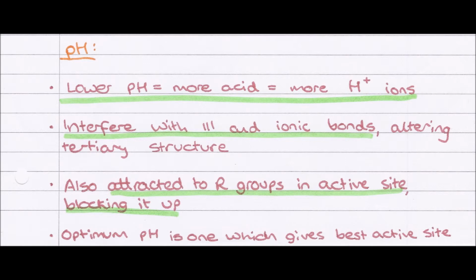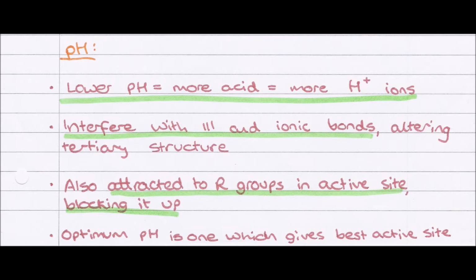Or the hydrogen plus ions could just generally interfere with the hydrogen and ionic bonds, again altering the tertiary structure, 3D shape changes, active site shape changes, therefore the substrate can't fit into the active site shape anymore, therefore the enzyme can't catalyse the reaction. That's relatively simple. That happens if we have a low pH.